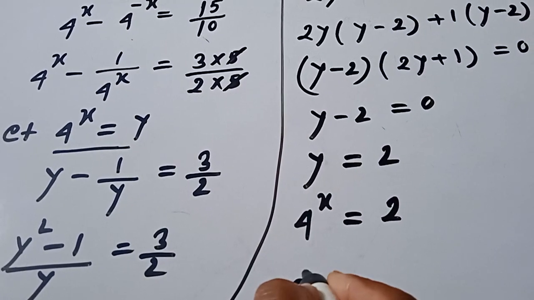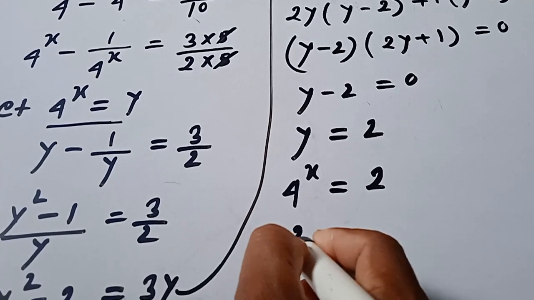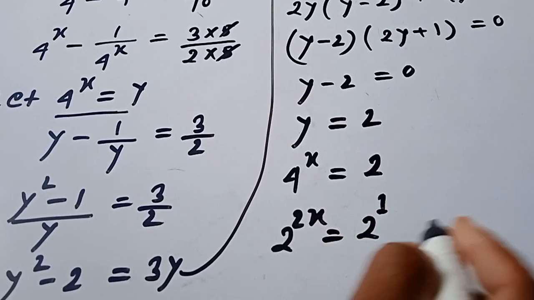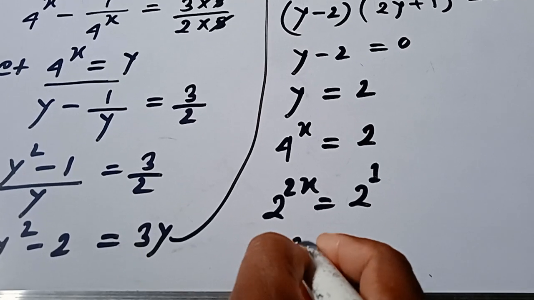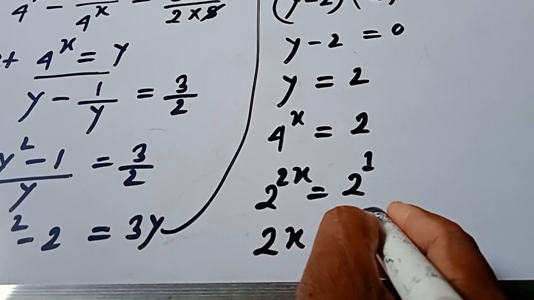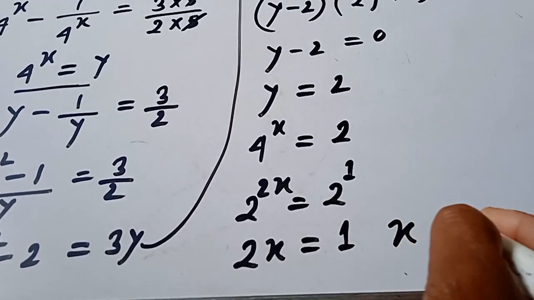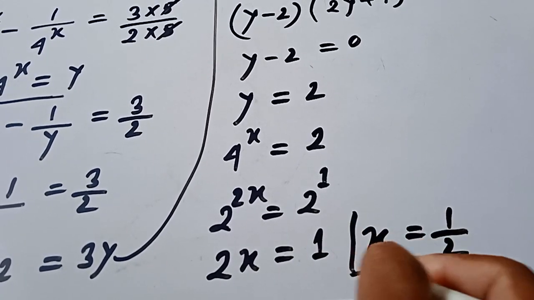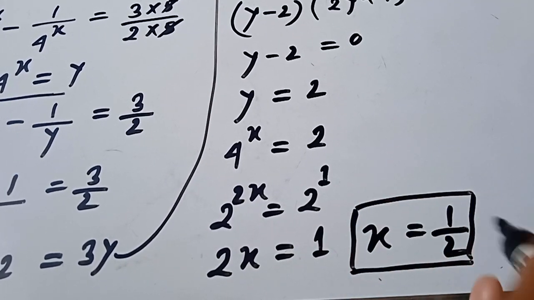So 2^(2x) is equal to 2^1. Next 2x is equal to 1. So x is equal to 1/2. x is equal to 1/2.